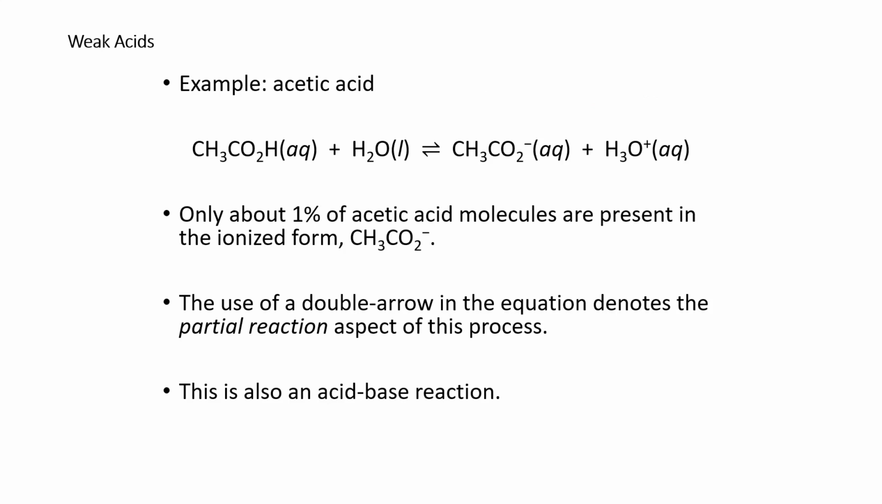An example of a weak acid is acetic acid. Only about 1% of acetic acid molecules are present in the ionized form. The use of a double arrow in the equation denotes the partial reaction aspects of this process. This is also known as just an acid-base reaction.